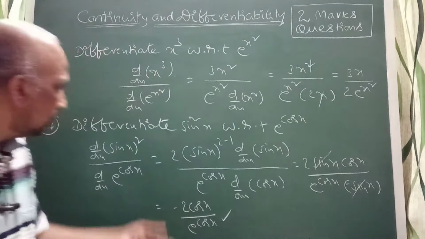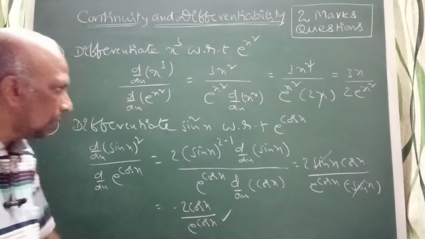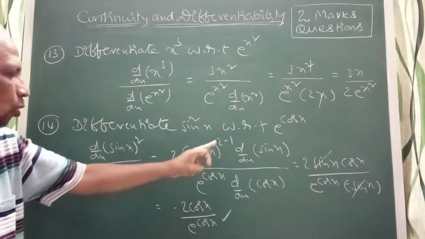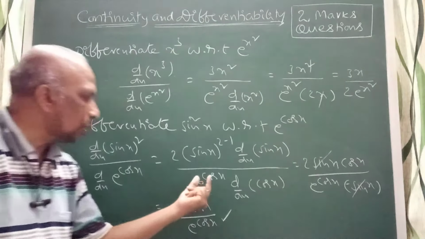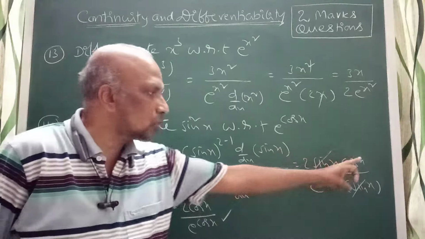I will explain again. Differentiate sin square x with respect to e power cos x. Derivative of this by derivative of this. Derivative of sin square x is 2 into sin x whole power 2 minus 1 d by dx of sin x, by e power cos x into d by dx of cos x. 2 sin x into derivative of sin x is cos x.